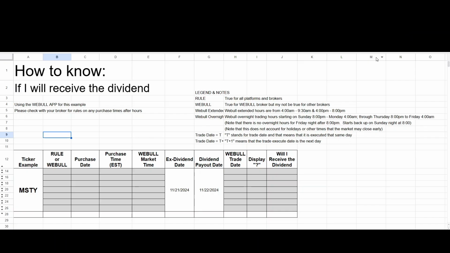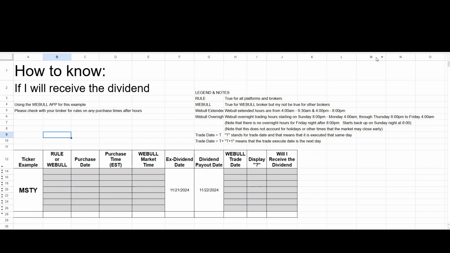Okay, so here we are on my spreadsheet that I created. It's going to let you know when you would receive a dividend if you purchase a stock or ETF at a certain time compared to the ex-dividend date. First of all, let's talk about the ex-dividend date. The general idea of it is you have to own a stock before the ex-dividend date in order to receive a dividend on that particular ETF or stock.